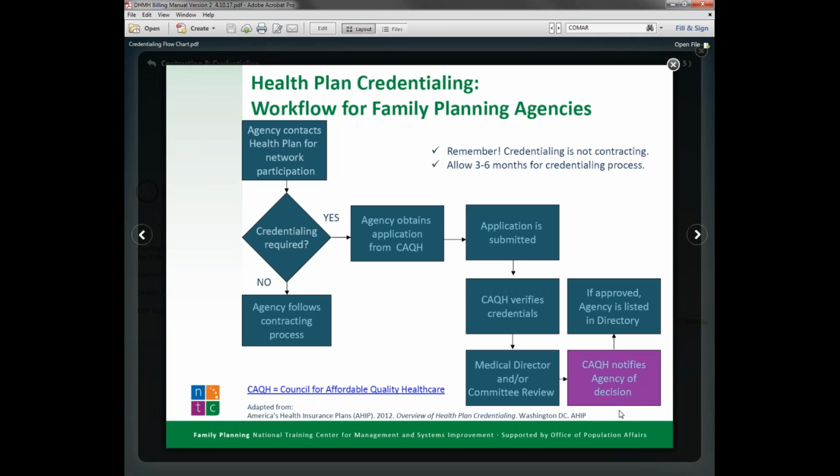And CAQH is your provider information data source that really houses all of the information that we talked about earlier, your MPI information, your license information, all of the provider information that's needed for credentialing. Once the application is submitted, CAQH verifies the credentials, and then that is sent over to the payer for committee review. Backing up to the previous step here, if credentialing is not required, the agency just follows the typical contracting process.